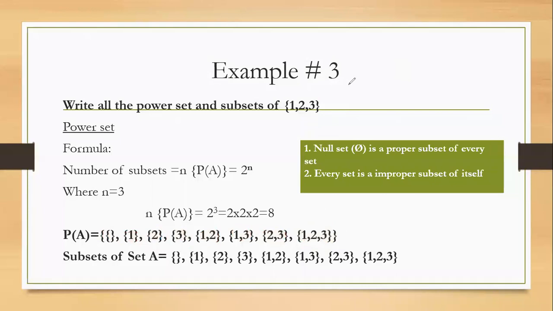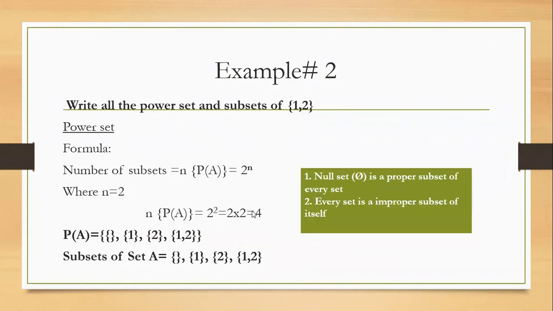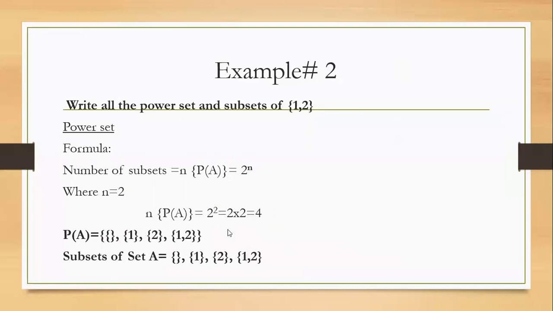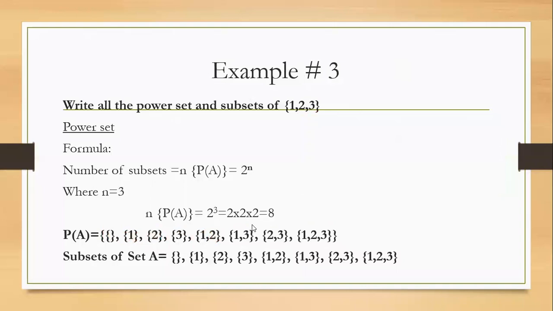Now, let me tell you again that if the number of elements is 1, we get 2 subsets. If the number of elements is 2, we get 4 subsets. And if the number of elements is 3, we get 8 subsets for the power set.